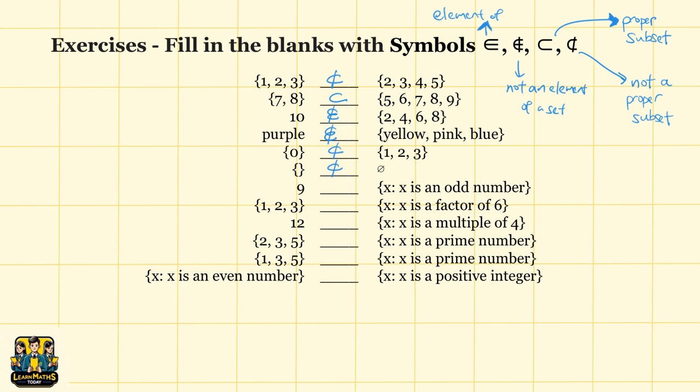Next, we have the element 9 on the left. And we know that on the right is referring to a set where x is an odd number. Obviously, 9 is an odd number, so we can say 9 is an element of the set where x is an odd number.